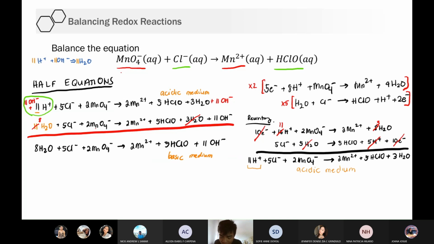Walang direct method to get the basic agad, no? So, gagawin mo when balancing, daan ka muna sa acidic followed by the basic. There is no shortcut, no? So, ganun lang. Ibig sabihin, kailangan alam mo pa rin how to balance acidic. Then, after nun, saka ka mag-basic. Okay? So, take a screenshot, no, for your reference. I will allow you to answer the next question.